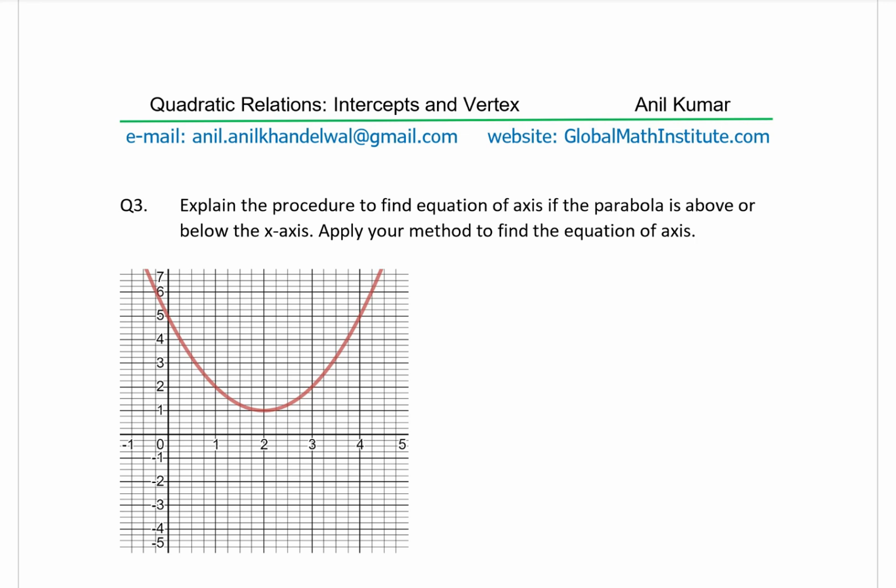Explain why the procedure to find equation of axis works if the parabola is above or below the x-axis. Apply your method to find equation of axis. Now in the previous case, we saw that there were x-intercepts. Here you notice that we do not have any x-intercept, right? So in this particular case, we have no x-intercepts. The question here is how to find axis of symmetry.